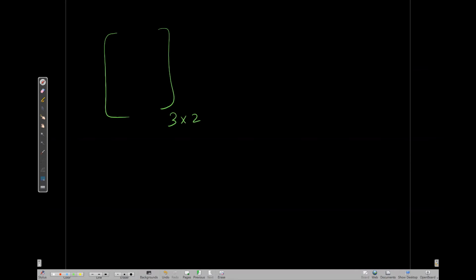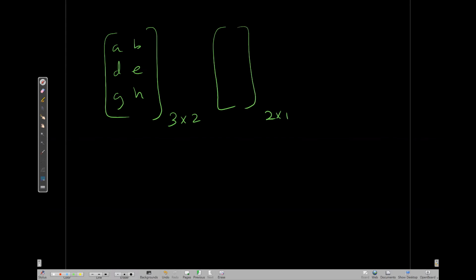Again 3 by 2. So you have 3 rows. So let me write A, B, C, D, E, F, G, H. I actually have 3 by 2, so I don't need this. So 3 by 2, and this can only be multiplied with 2 by something. If I go with 2 by 1, how about this? 2 by 1, so X, Y.